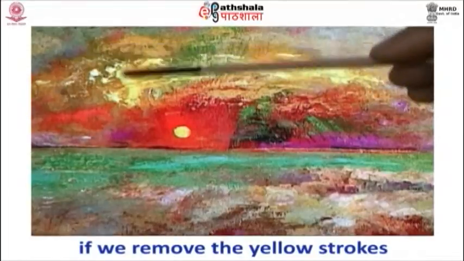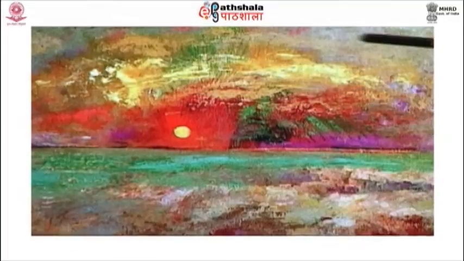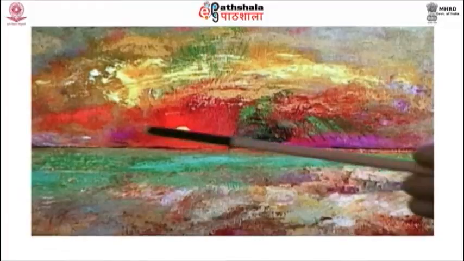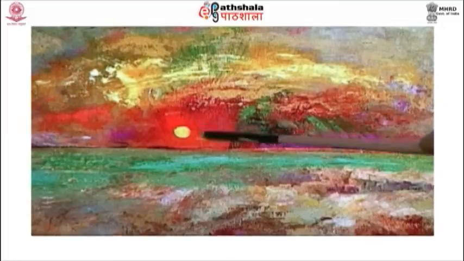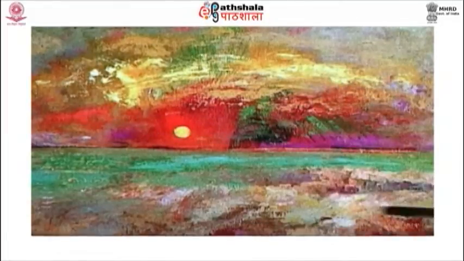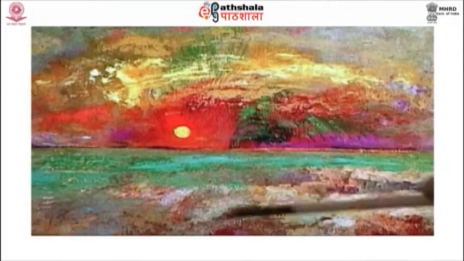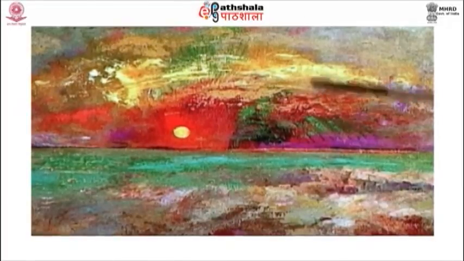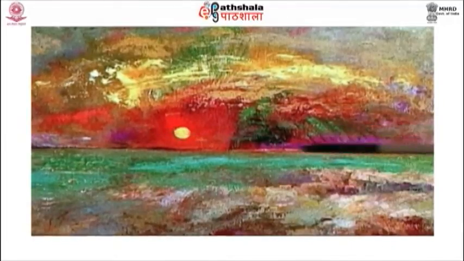If we remove the yellow strokes, the dot will also stop vibrating and appear static. The yellow dot surrounded by the red is the focal point of the composition. The green line added at the bottom works as a contrasting color to the large amount of red used. Every color is spread harmoniously throughout the painting. The green at the bottom is marginally used in the sky too.